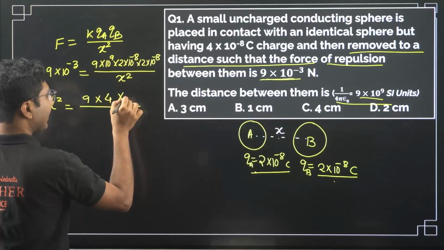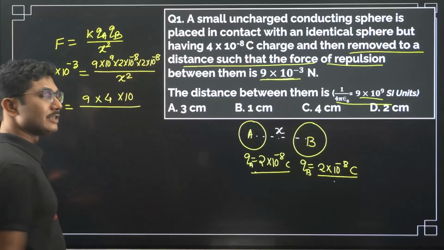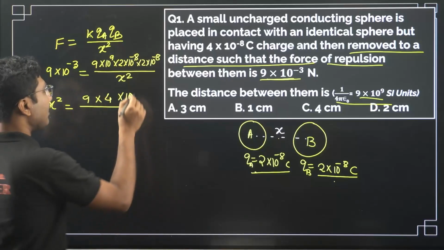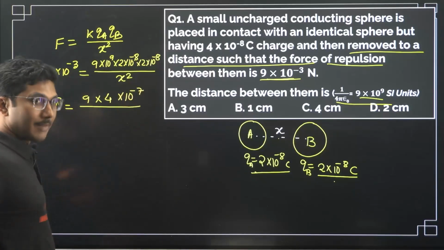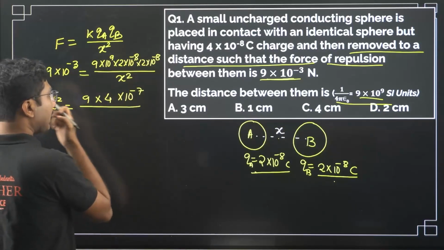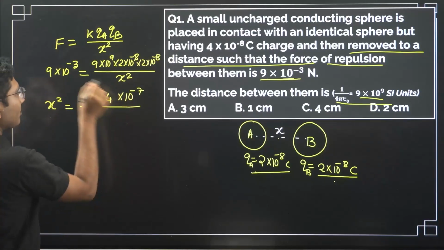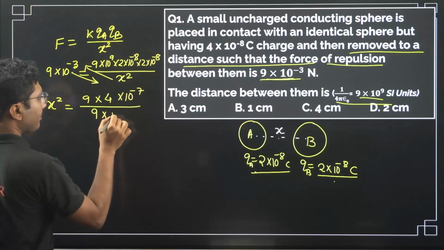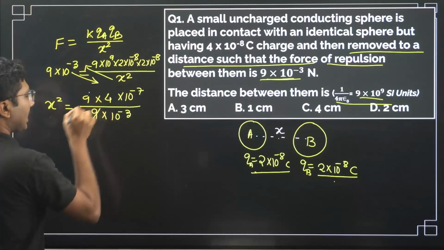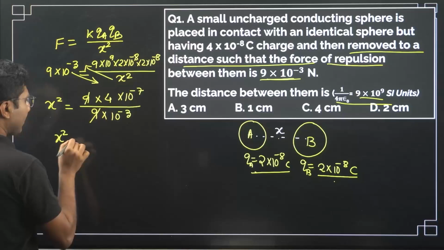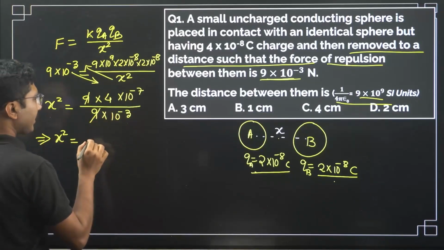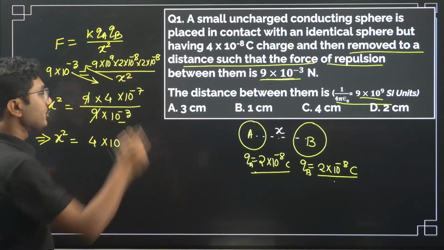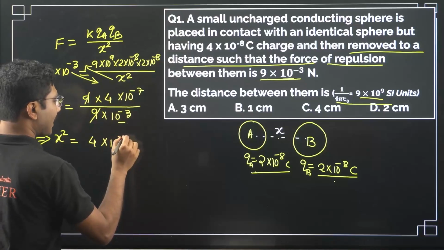Now let us check the 10 to the power values. Minus 8 minus 8 is minus 16, plus 9. So minus 16 plus 9 is 10 to the power of minus 7. And here, this will come down, cross multiplication, this is coming down, this is going up. So 9 into 10 to the power of minus 3. So 9 cancels and you get x square equal to 4 into 10 to the power of, this minus 3 will go up and become plus. So minus 7 plus 3, that is minus 4.